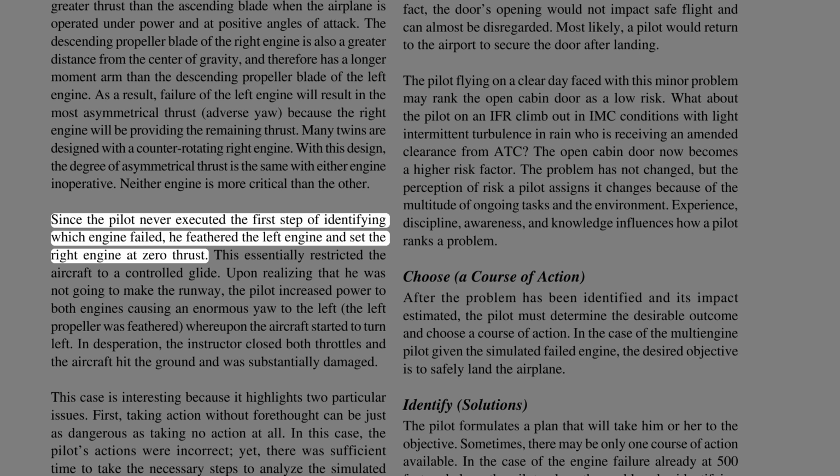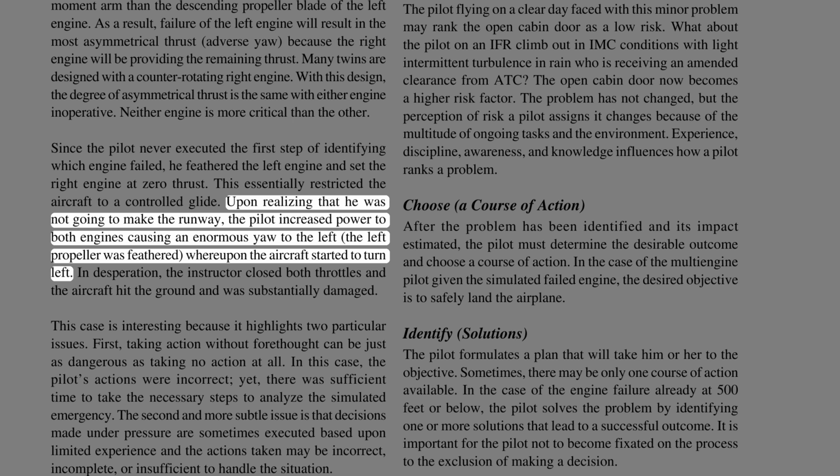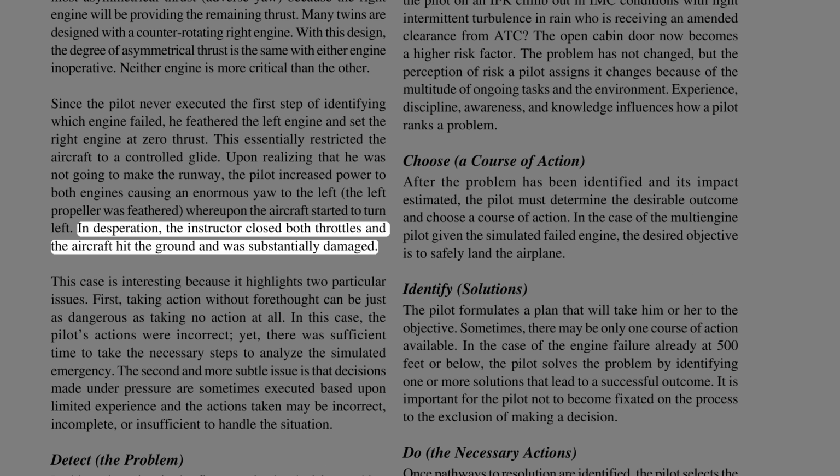Since the pilot never executed the first step of identifying which engine failed, he feathered the left engine and set the right engine at zero thrust. This essentially restricted the aircraft to a controlled glide. Upon realizing that he was not going to make the runway, the pilot increased power to both engines, causing an enormous yaw to the left. The left propeller was feathered, whereupon the aircraft started to turn left. In desperation, the instructor closed both throttles and the aircraft hit the ground and was substantially damaged.